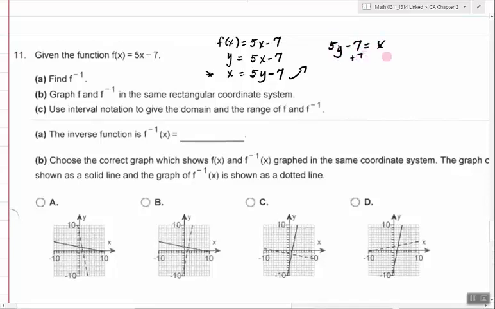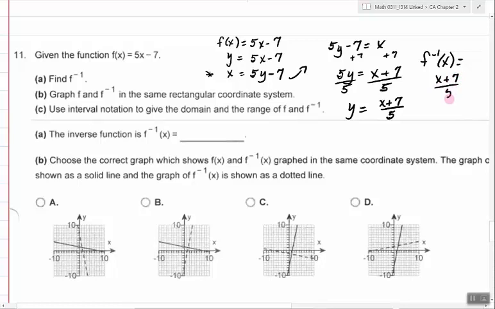5y minus 7 is equal to x. I'm going to add 7. 5y is equal to x plus 7. Divide by 5. And y is equal to x plus 7 over 5. F inverse of x is x plus 7 over 5. Now if I were to graph that, I would call it 1/5 x plus 7/5.